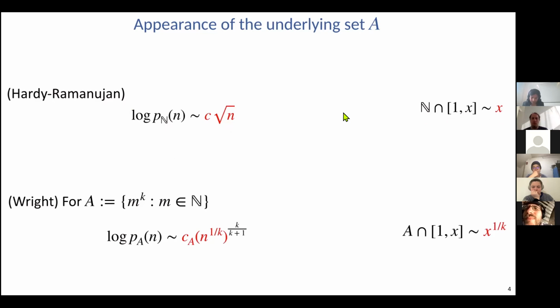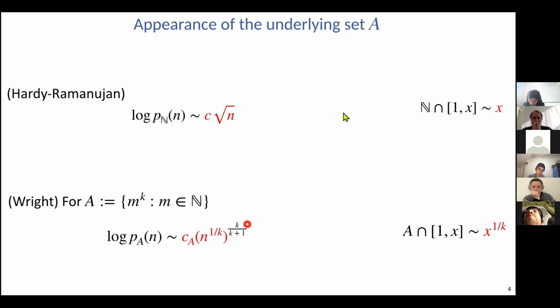Okay. Now, about 20 years after Hardy and Ramanujan gave this formula, Wright gave the formula for the number of partitions into kth powers, so m to the power k here. And he showed that log of p sub A of n in this case is asymptotic to n to the power 1 over k plus 1. For the time being, do not write it as 1 over k plus 1, but write it as n to the power 1 over k to the power k over k plus 1. This is just a different way of looking at it. But you very quickly see that, last time I said that here, don't care about the square root.